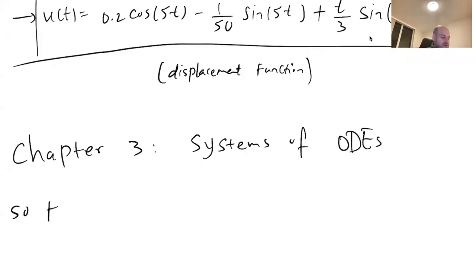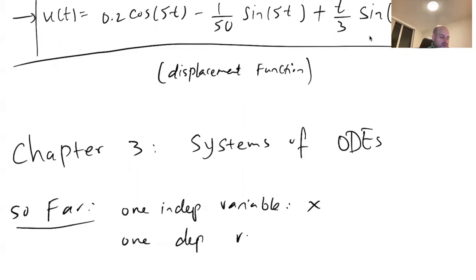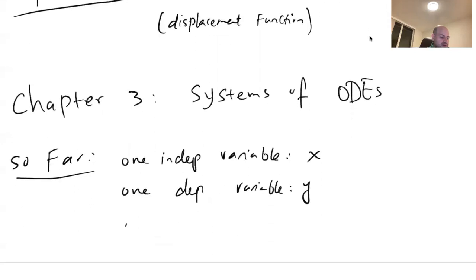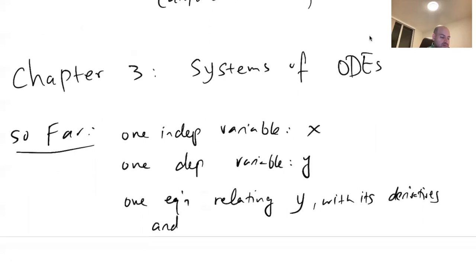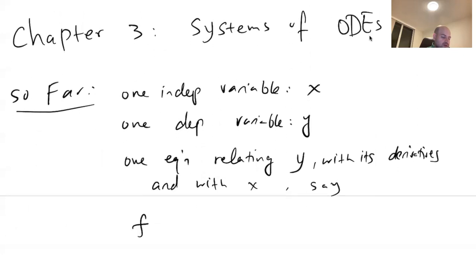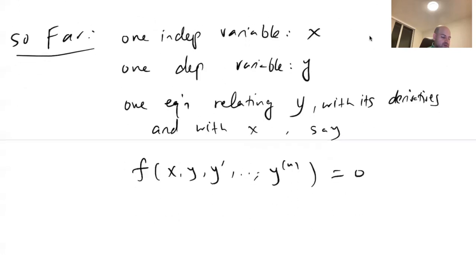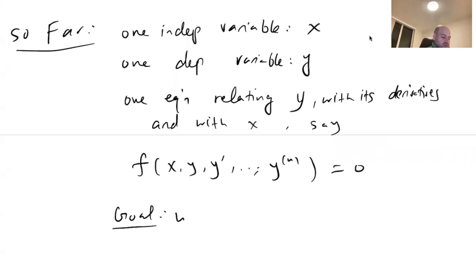So far, we had one independent variable, X, one dependent variable, Y, and we also had one equation relating Y with its derivatives and with X, say f of X, Y, Y prime, to Y nth derivative equal to 0.